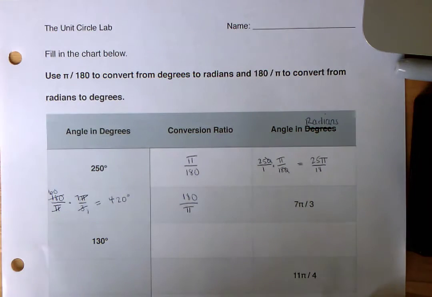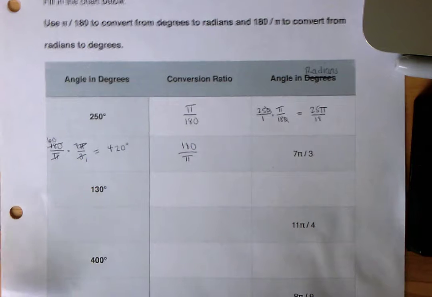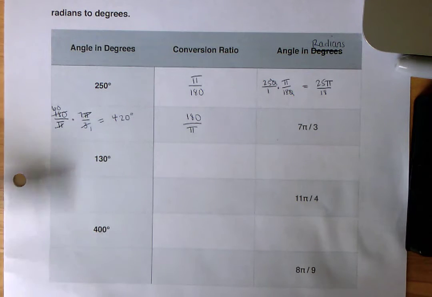So that's what you have to do for these. I just gave you 4 more. Do the exact same thing that I just did, just now using some different numbers.